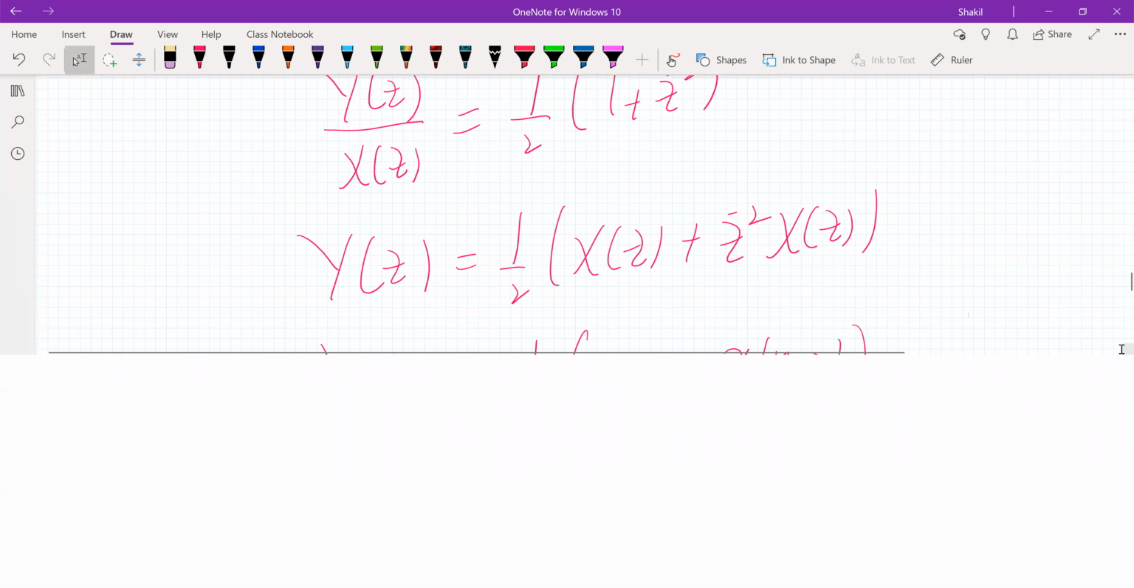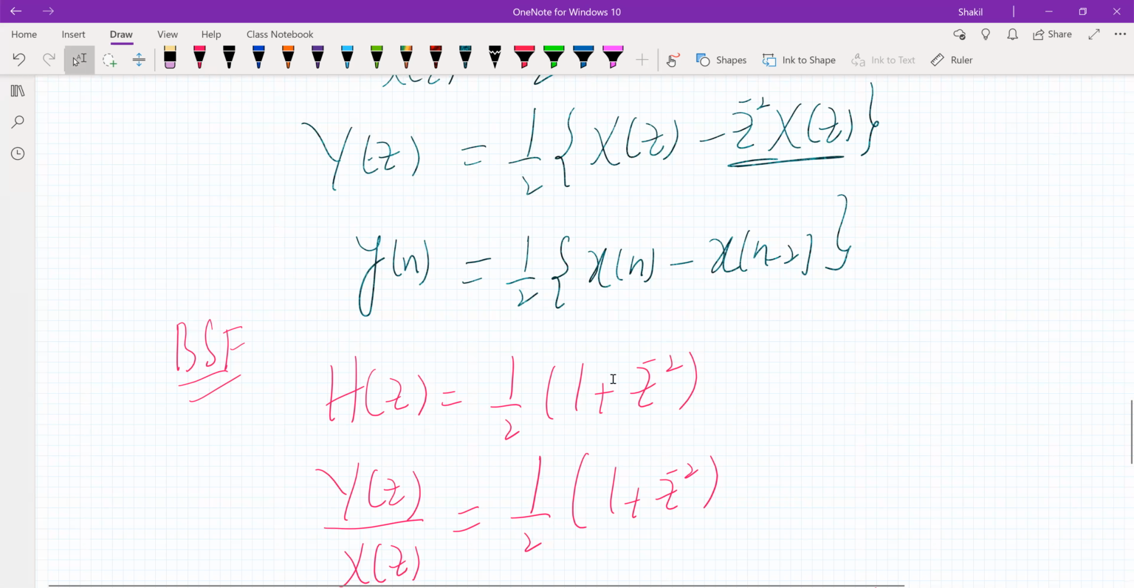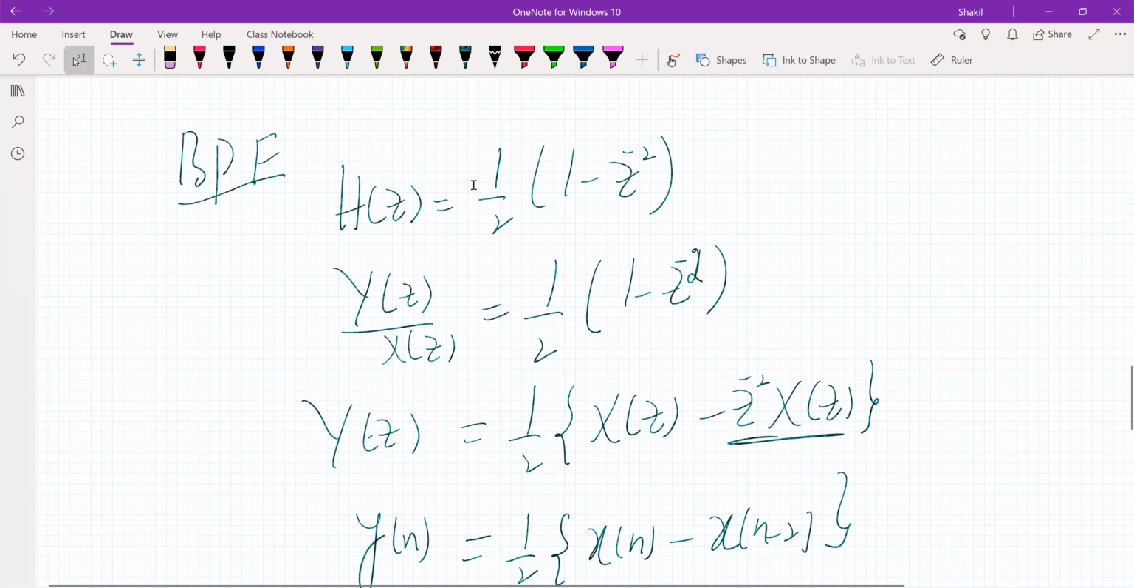Please plot the high pass and low pass responses of these in MATLAB. Okay, how will you do that? Substitute here z equal to e raised to j omega, and do that. That's it. All right, let me end the session here.